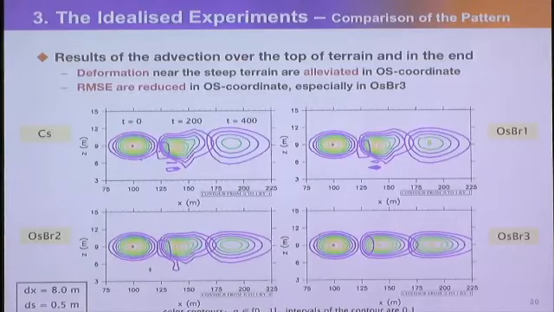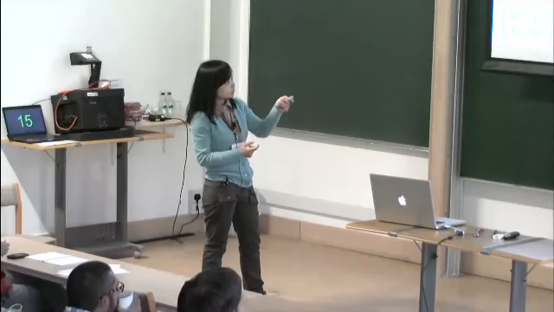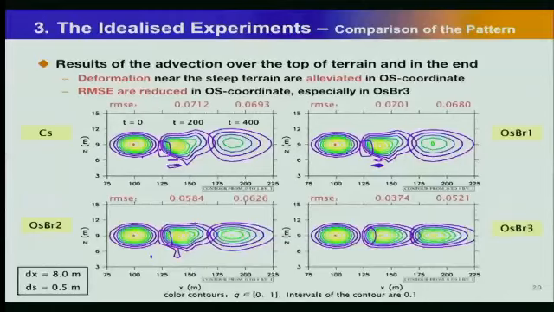Here, the first figure is the result obtained by the classic sigma coordinate. We can see that when it flows over the top of the terrain, there is a huge deformation, and in the orthogonal sigma coordinate, this deformation is alleviated. We calculate the root mean square error at this moment, and we can see the root mean square errors are all less than those in the classic sigma coordinate. Especially when we use the exponent rotation parameters, the root mean square error is almost half of this one.